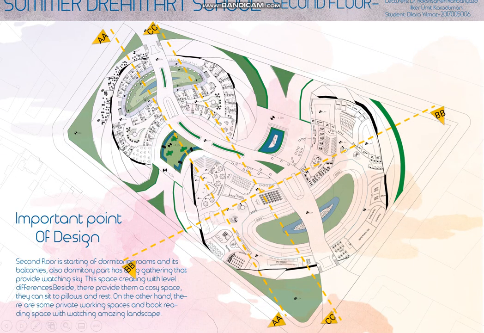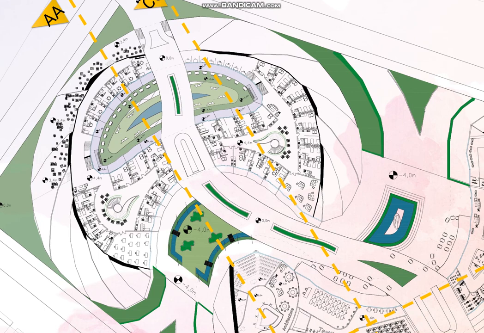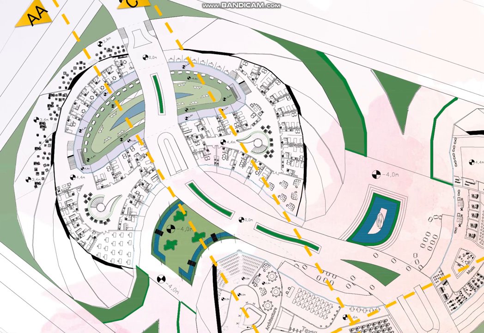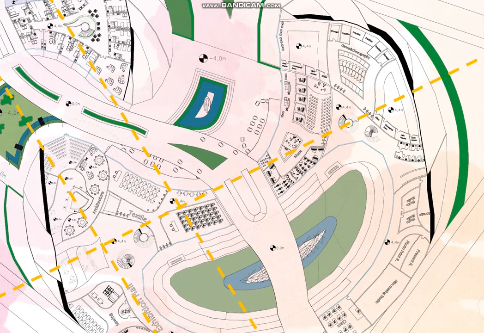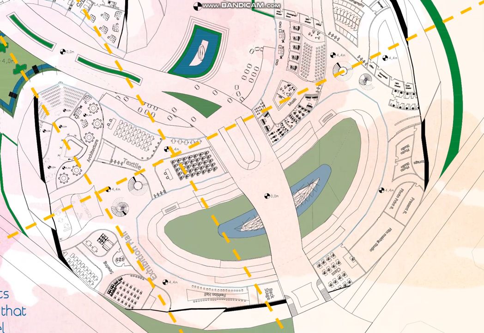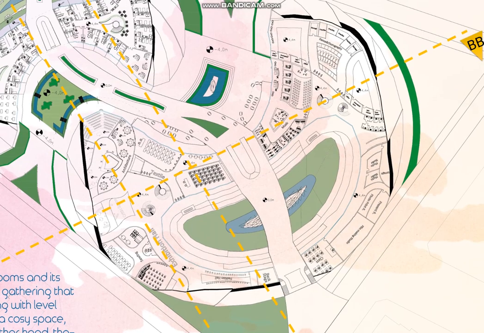And the second floor. Second floor is starting off with dormitory rooms and its balconies. Also, the dormitory part has gathering spaces to provide watching the sky. This space, created with level differences beside, provides them a cozy space. They can sit on pillows and rest. On the other hand, there are some private working spaces and book reading space with amazing landscape views, as you can see here. And here there are rooms, and I changed the staircases, and also rooms. It's bigger than the previous one, and you can see the cool spaces, exhibition halls, architecture department, textile, etc, and music.